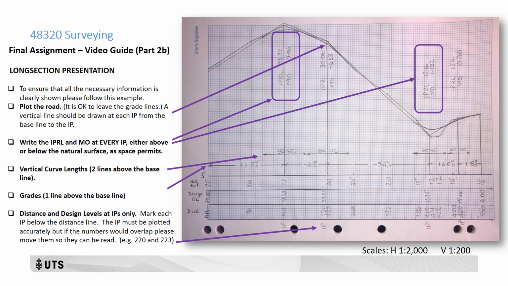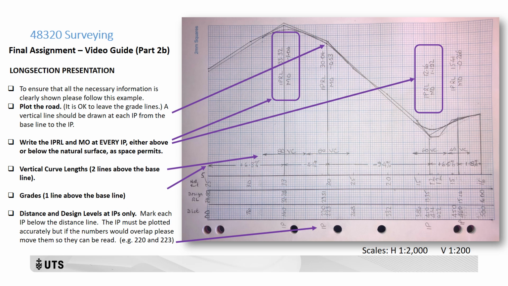You need to show your grades. These go 1 line above your baseline. So you can see the dimension arrow shows that 6.3% goes from 0 through to 140. Then you've got minus 4.1, and the dimension arrows will show through there. So that's absolutely critical to show that.